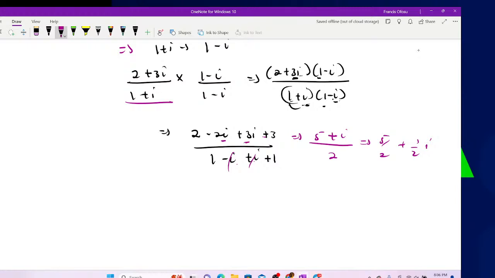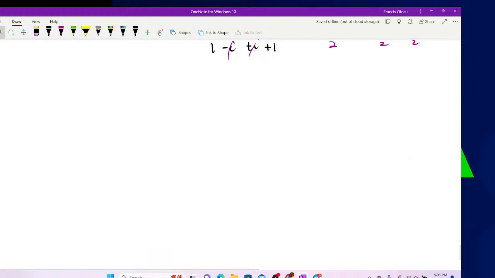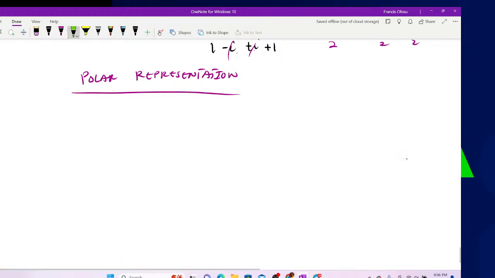Having solved this, let's quickly move to the next part. The next part, I have what we call the polar representation of complex numbers. So for polar representation of complex numbers, a complex number in its linear form is given as x plus iy. In the polar form, we deal with what? r, which is the modulus, and angle theta, which is what? The argument.